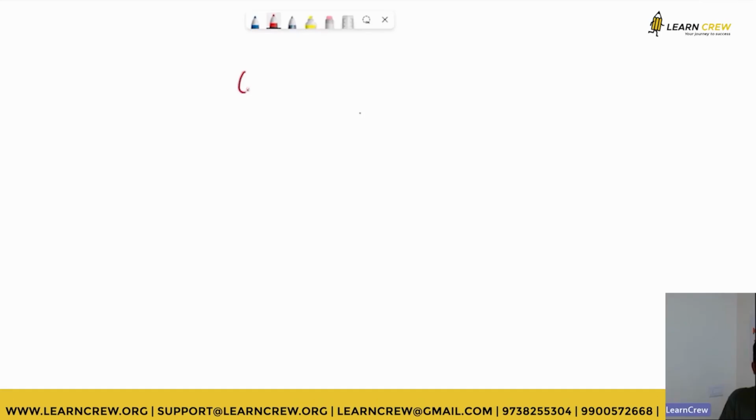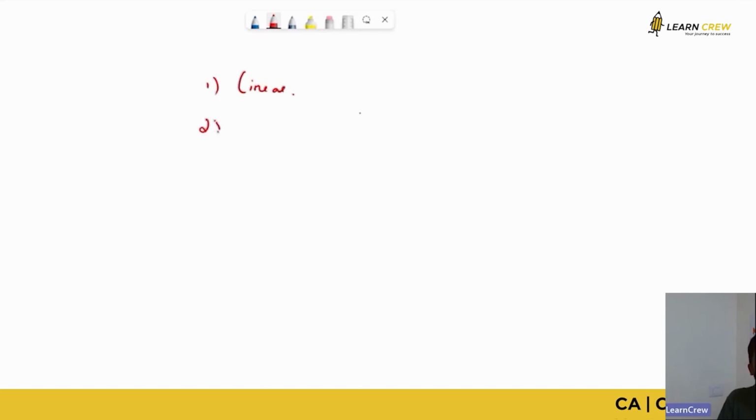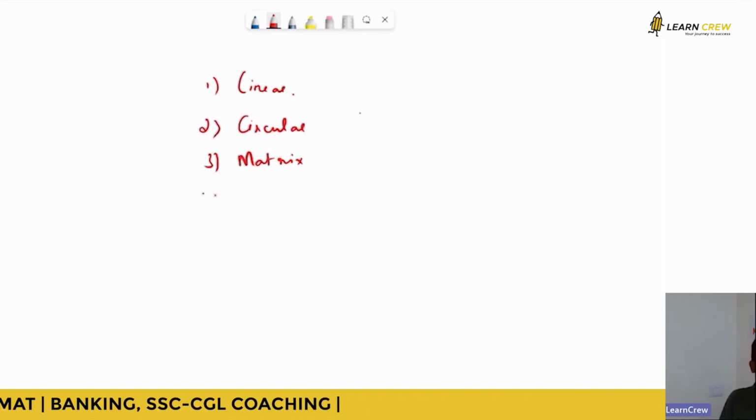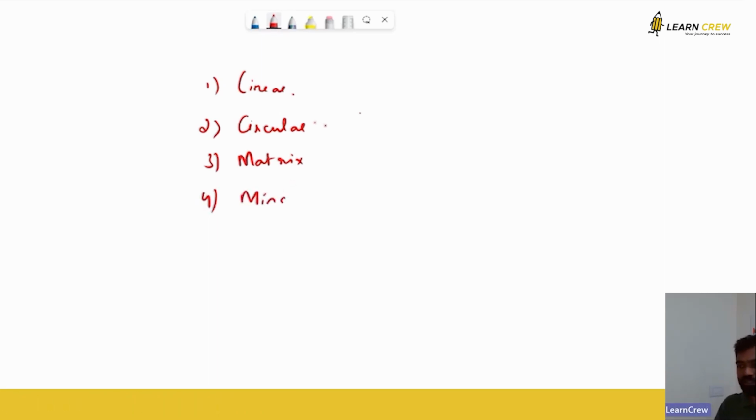The first one we are going to see today is for linear arrangement. The next we'll be seeing is for circular arrangement. Third is your matrix, and the fourth one is miscellaneous. Okay, miscellaneous. All these are more than sufficient.